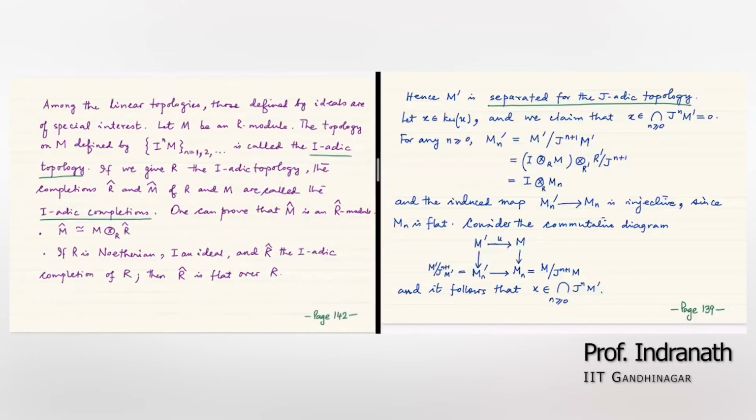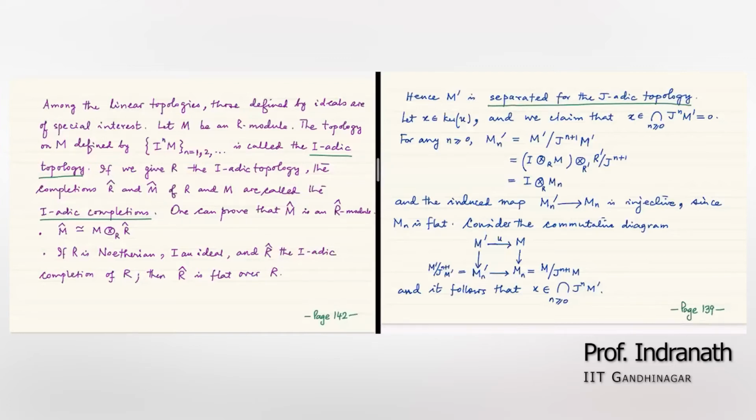Now, among the linear topologies, those defined by ideals are of special interest, because that is what we will be using soon, since this gives a very interesting flatness criterion. So let M be an R module, and the topology of M is defined by the submodules I to the power n M. The directed set being used is the set of natural numbers, and you have that containment. The topology generated by this family of submodules is called the I-adic topology.